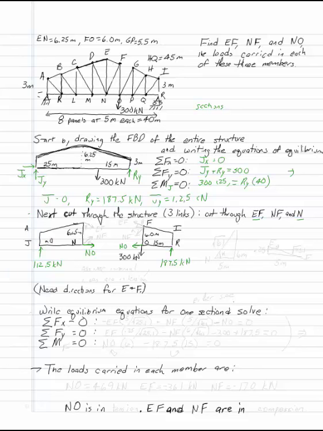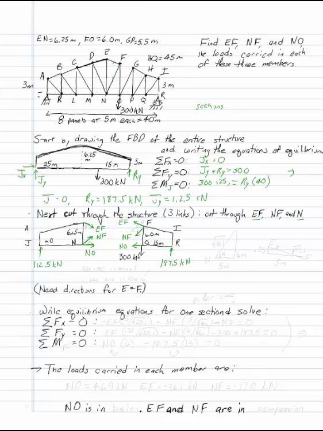If I cut through EF, I will have a reaction load here, which I'm going to call EF, and an equal and opposite one here, which I'm going to call EF also. Notice that there are no negatives in here. These are equal and opposite. The opposite comes from the sense of the direction, the direction of the arrow, the sense of the vector, not from a negative sign on the label. The third one I'm going to cut through is NF. NF gives me a load NF here and here, equal and opposite on both sides.